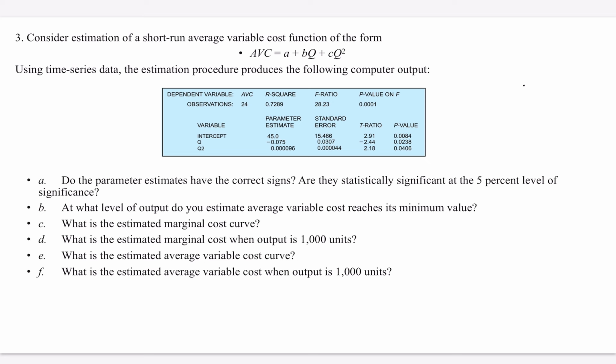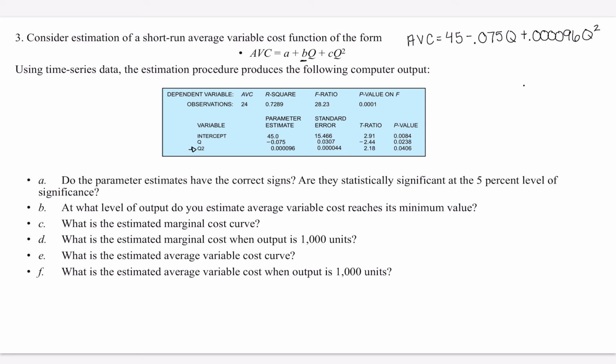So the last short-answer question, open-ended question, whatever we want to call it, says consider estimation. We have the same thing set up. So we're going to have average variable cost equals 45, because that's our intercept, minus 0.075Q, because that's our B, plus 0.000096Q squared, because that's our C in front of our Q to the second.